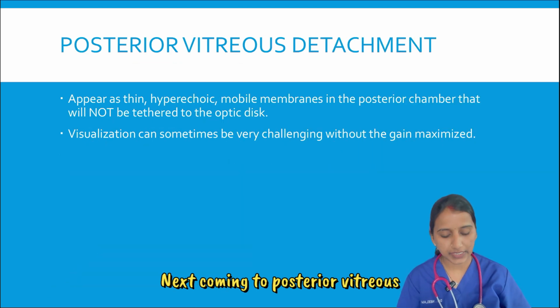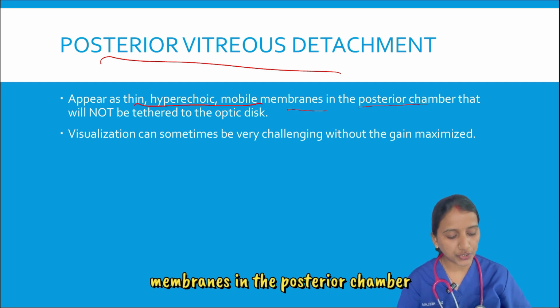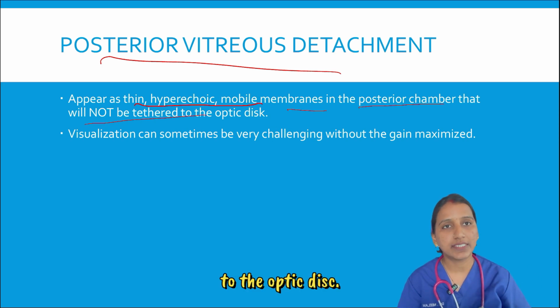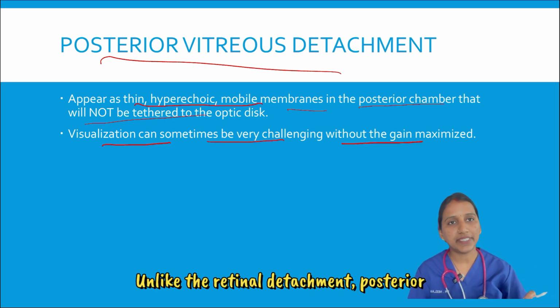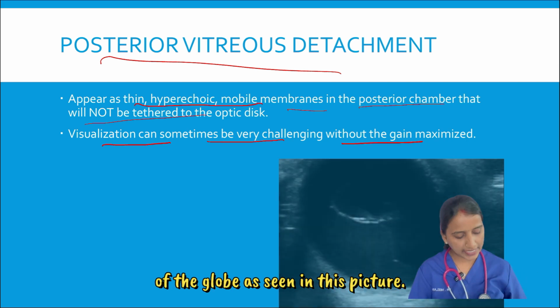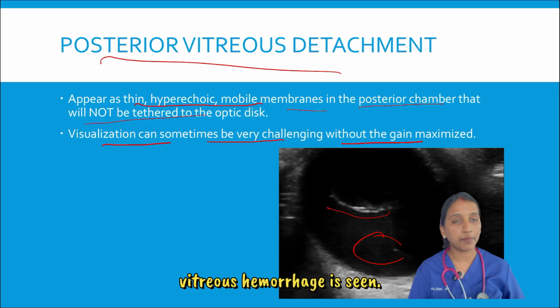Next, coming to posterior vitreous detachment, it appears as thin hyperechoic mobile membranes in the posterior chamber that will not be tethered to the optic disc. Unlike retinal detachment, posterior vitreous detachment can cross the midline of the globe, as seen in this picture. Posterior to this, a small amount of vitreous hemorrhage is seen.